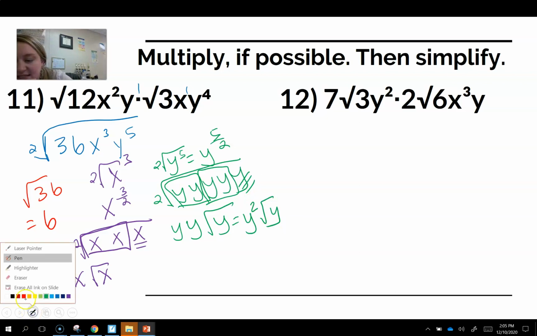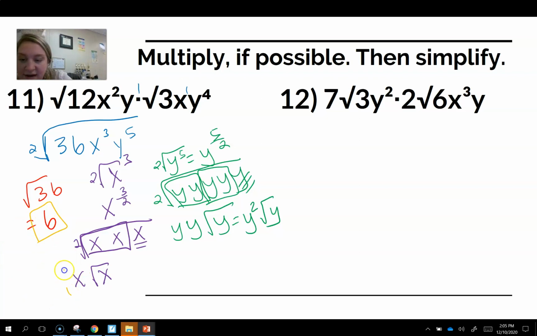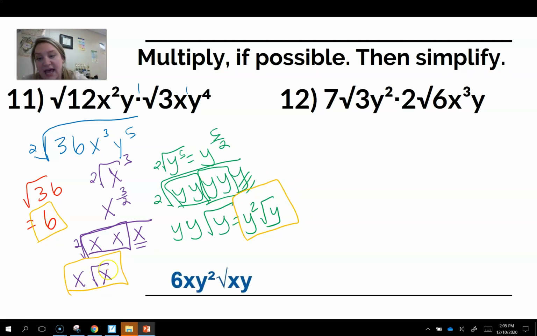We got my pieces. So my constant is 6. The variable with x has an x on the outside, x on the inside. And then my variable y has a y squared on the outside and a y on the inside. So 6xy squared on the outside, and then a square root of x and y.